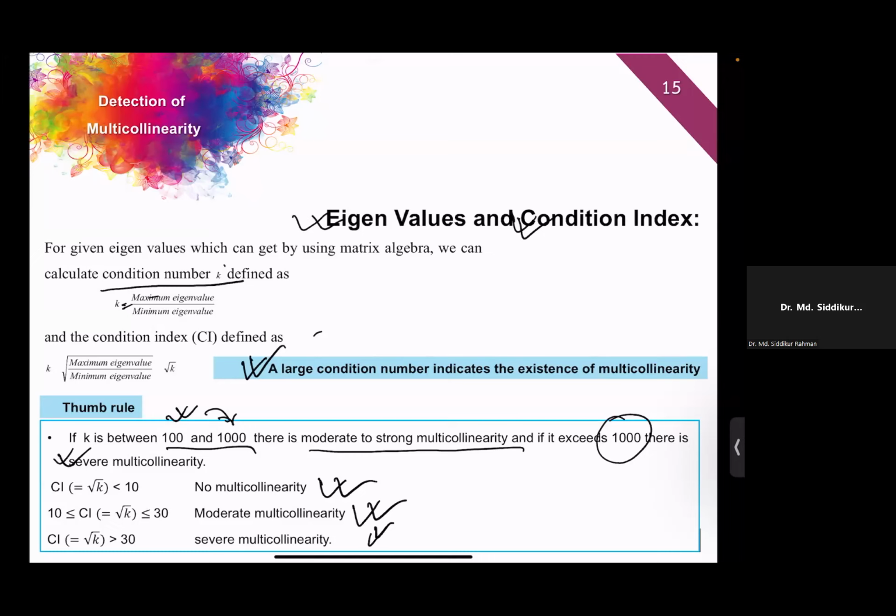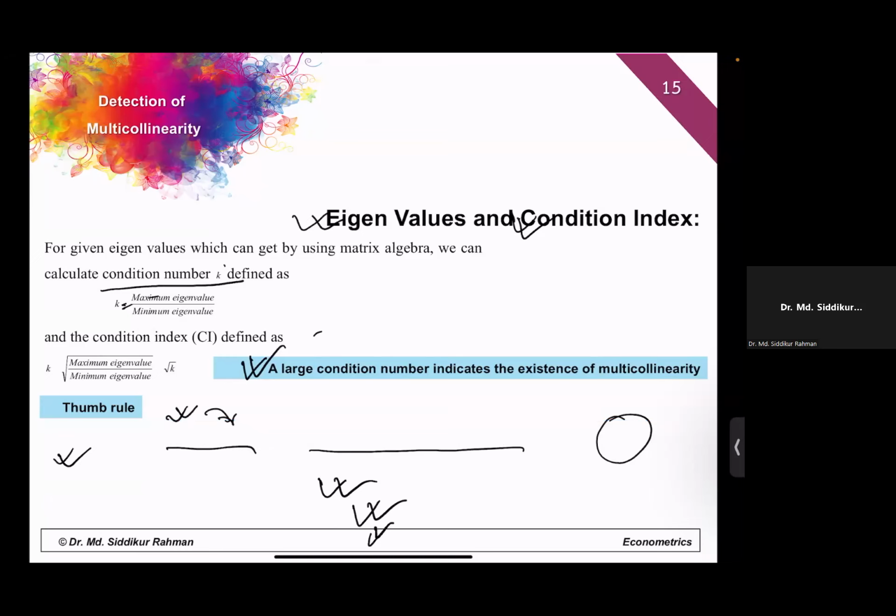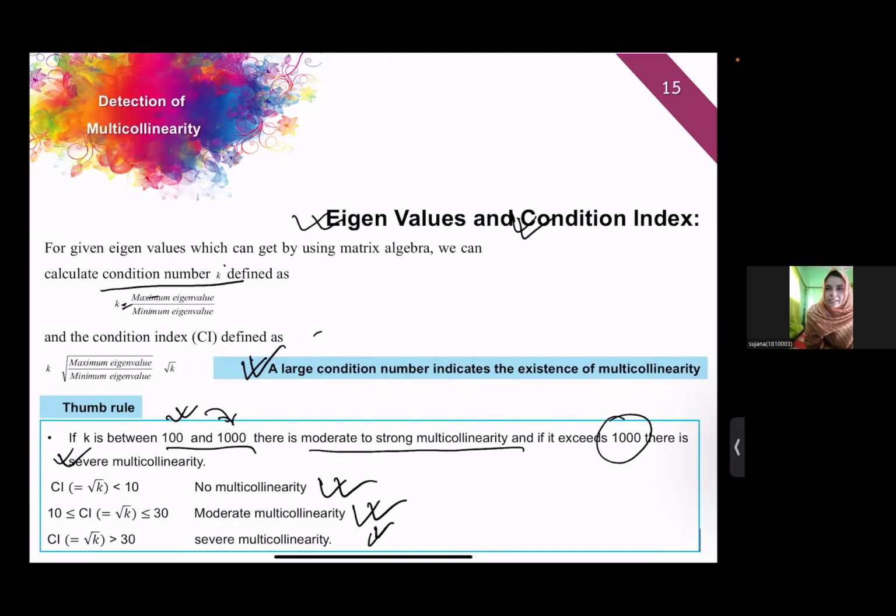Please repeat, somebody: what is the rule of thumb for detection of multicollinearity? If the condition index is less than 10, then it is called no multicollinearity. And if the condition index is between 10 and 30, then it is called moderate multicollinearity. And if the condition index is greater than 30, then it is called severe multicollinearity.